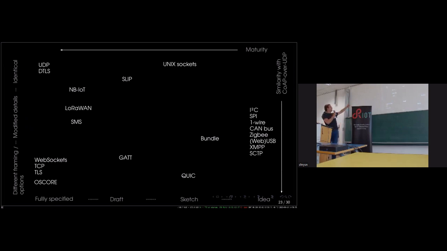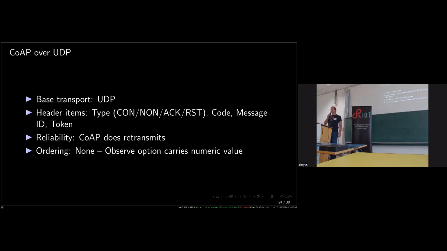In some cases, like in TCP and TLS and OSCore, that doesn't only refer to the framing, but also even to the options inside. So let's have a look at some of the details here. CoAP over UDP: it's based on UDP, and the header consists of about 4 bytes plus a token of some length. It contains a message type, it contains the request code that is GET, POST, PUT, or the error codes like Bad Gateway, etc. It contains a 16-bit message ID and the request token.